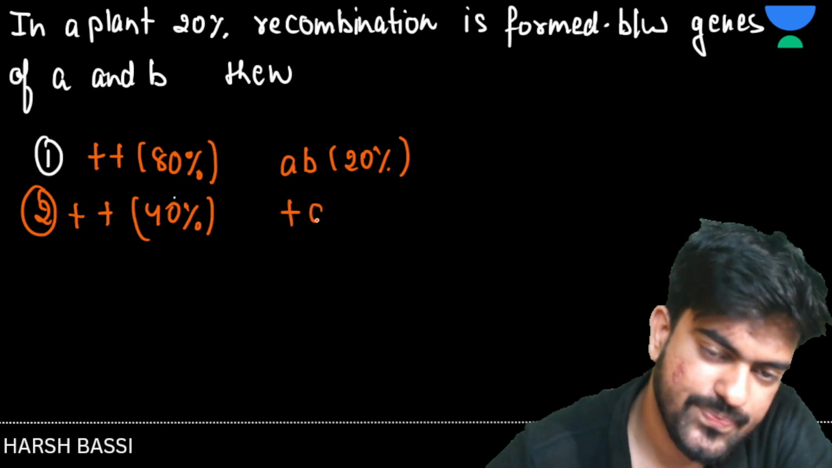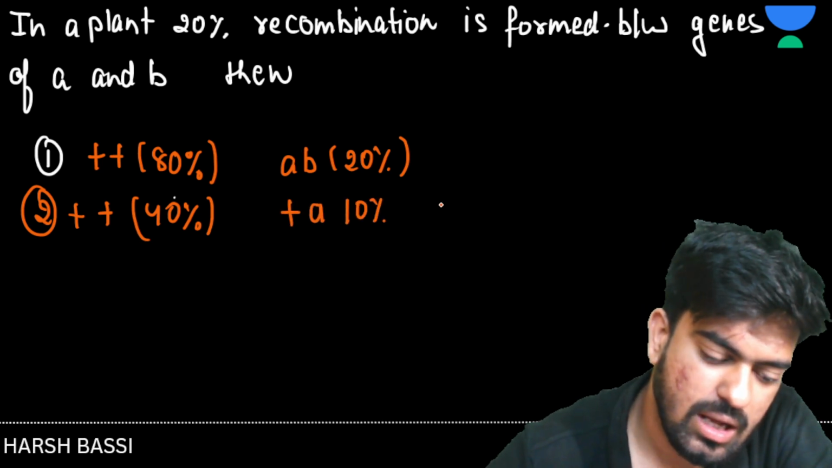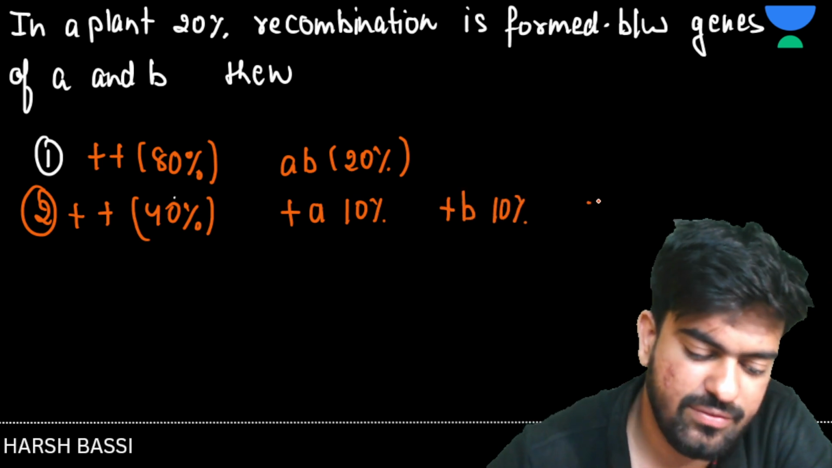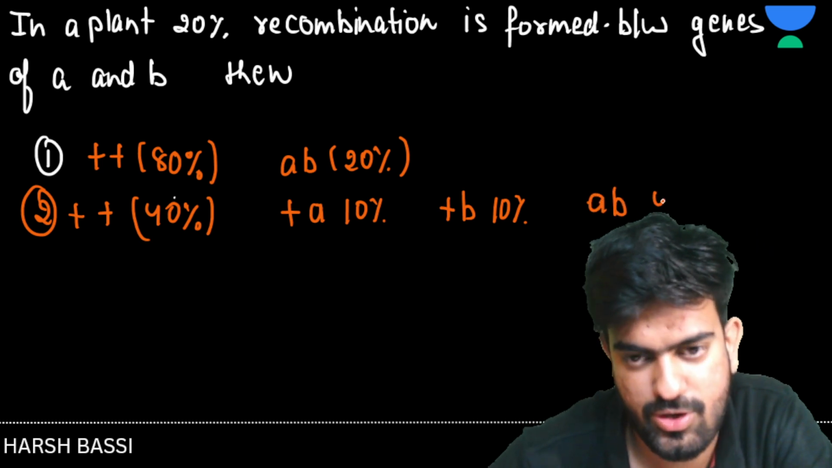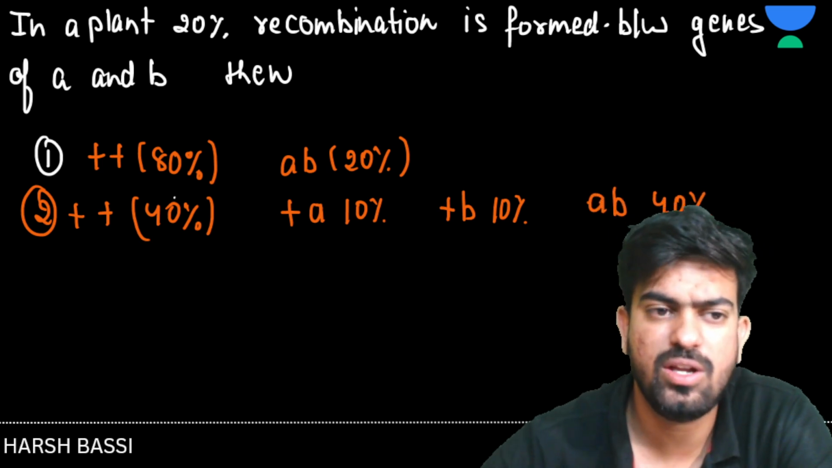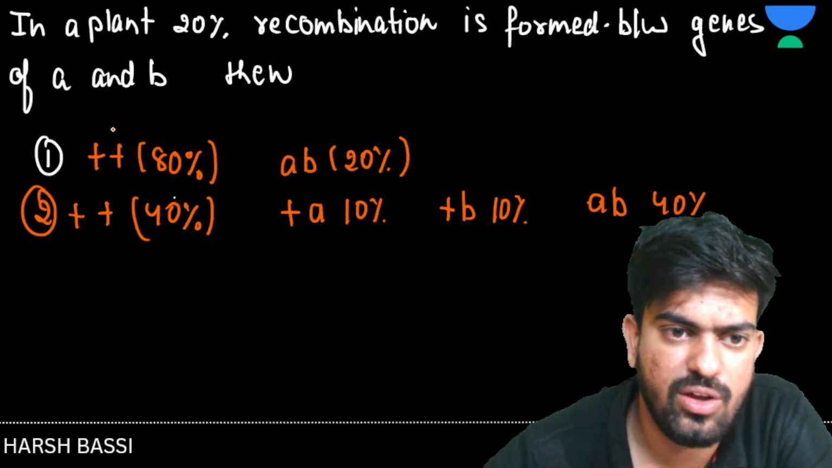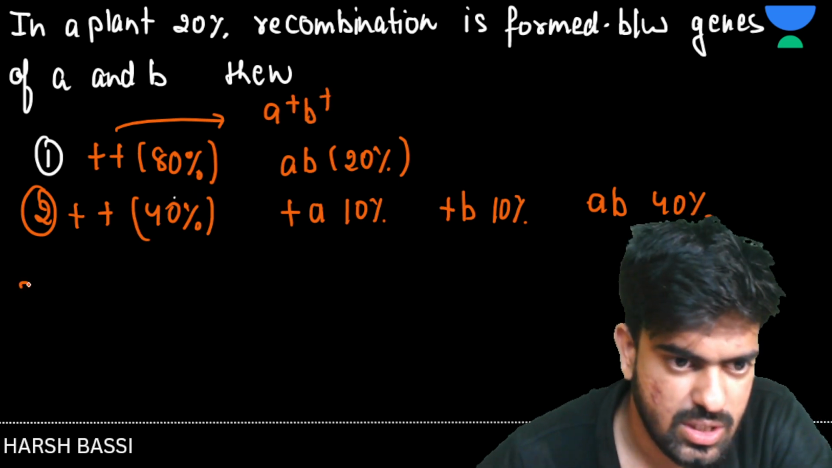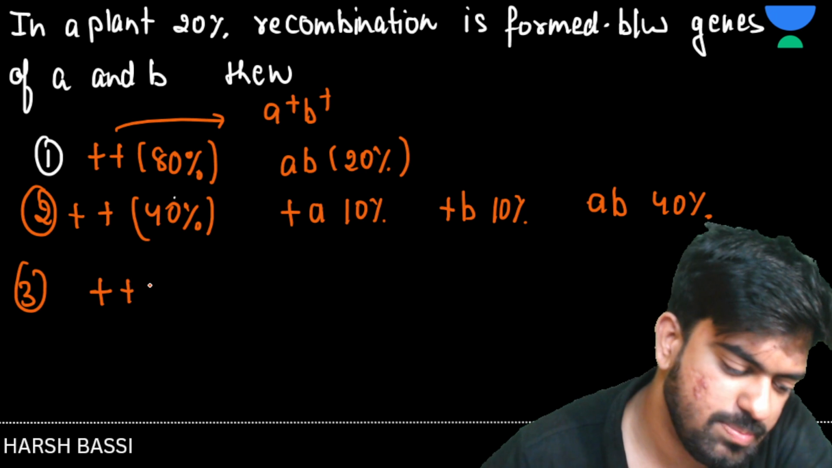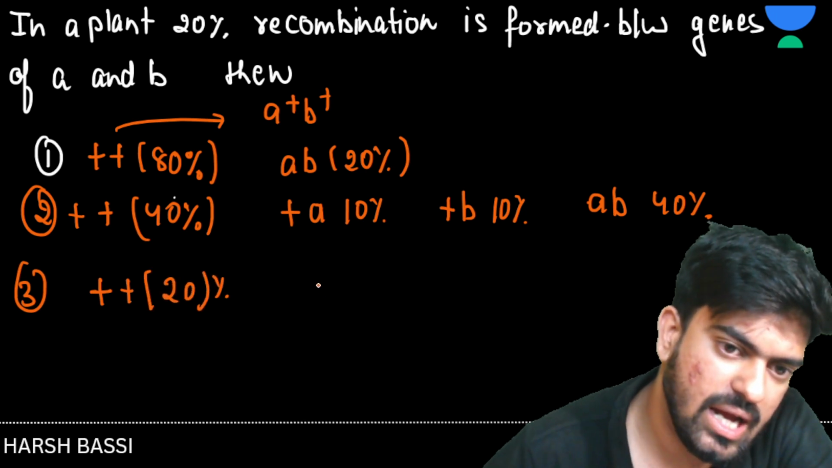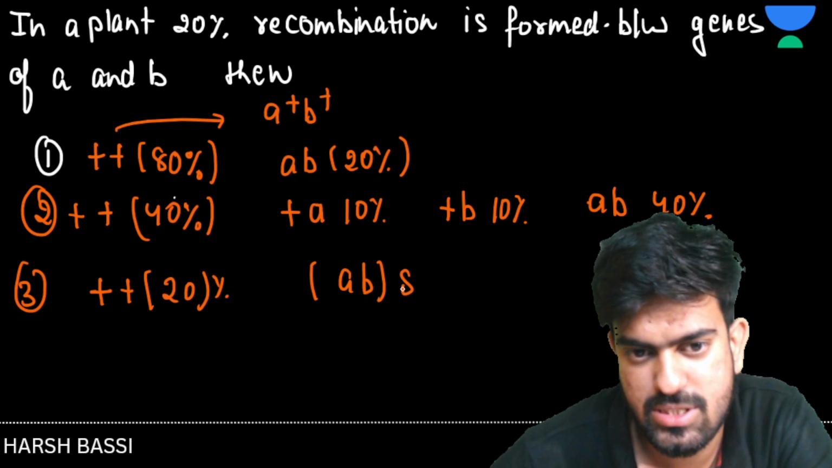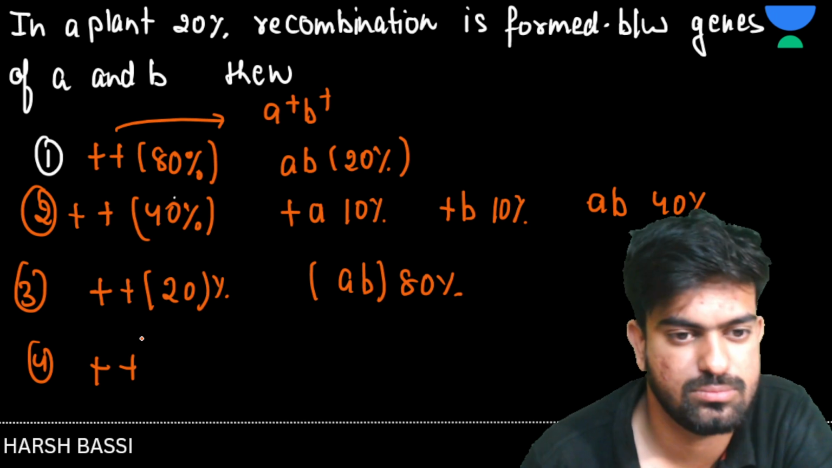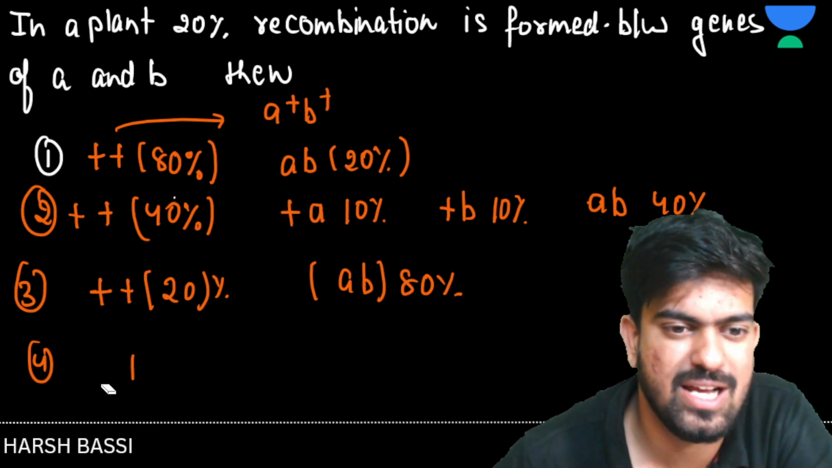Plus A 10% and plus B 10%, and then we have AB as 40%. What is this plus, sir? It's nothing. It's just the way of writing A plus and B plus. Okay, don't get confused. Third option says that plus is 20% and AB will be 80%. And the fourth option says plus. Let's leave the fourth option. Let's have these three options only.